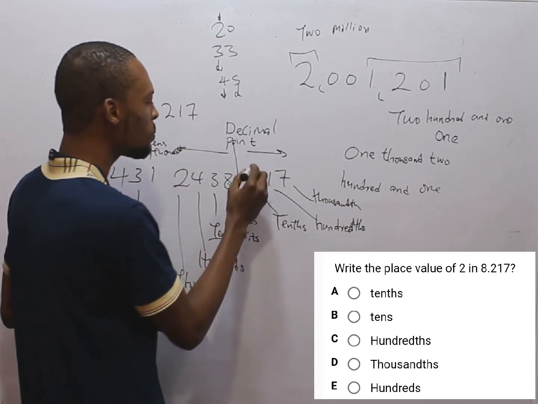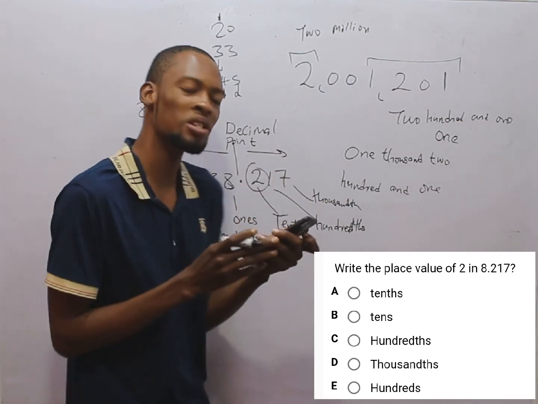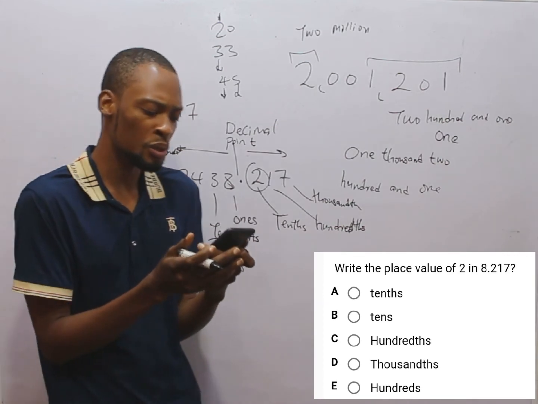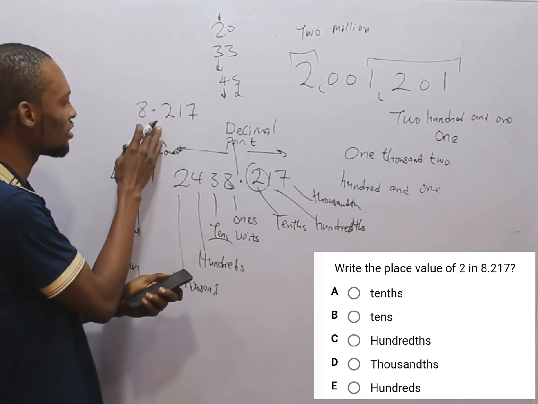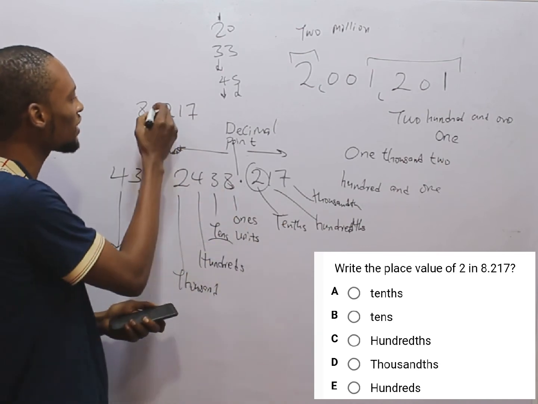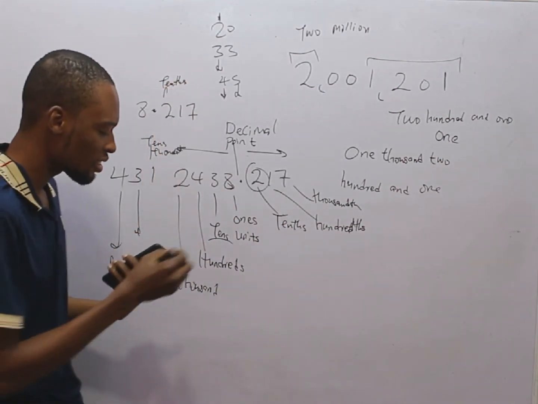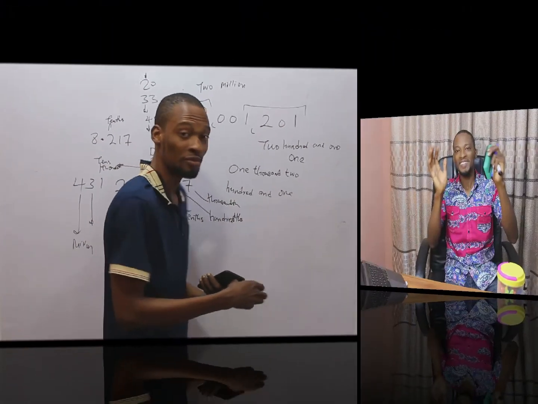That simply means the place value of this one is tenth, not tens. The tenth in option A, not the one in option B. How about here? It's the same. So after here, this is tens. So tens is the correct option.